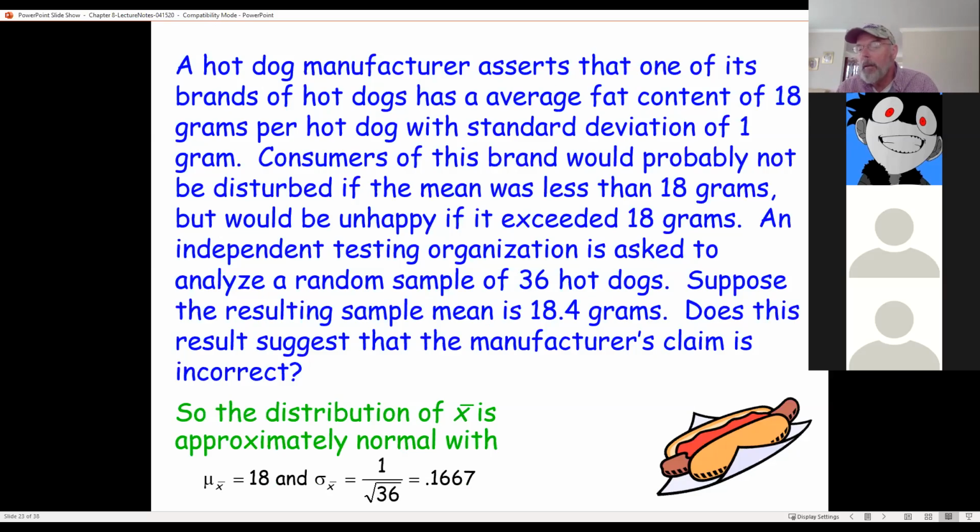So here is the outcome. This is the distribution of sample means, the average of the sample means. This one up here is the standard deviation of the population, 36 is the sample size, and then this is the standard deviation of the sampling distribution, 0.1667.